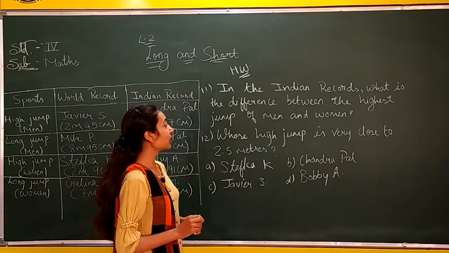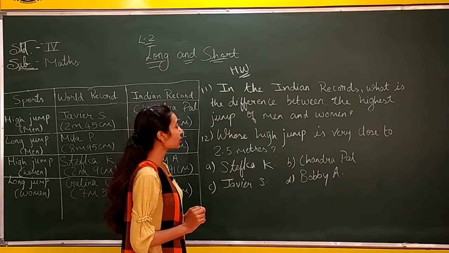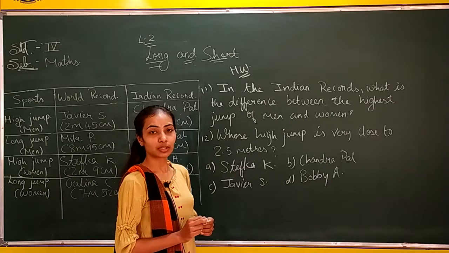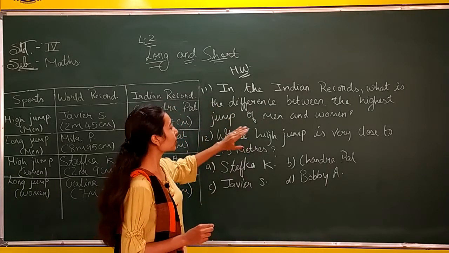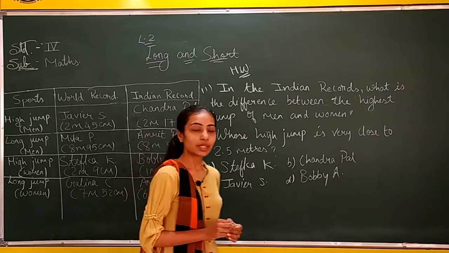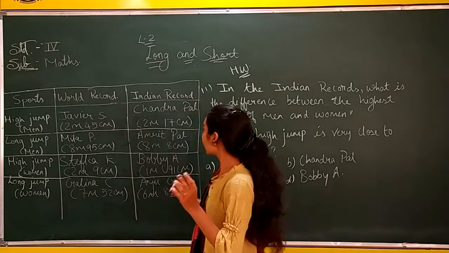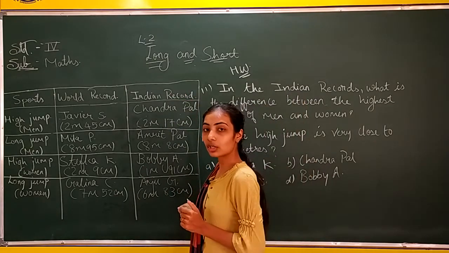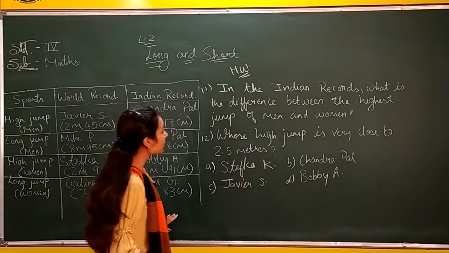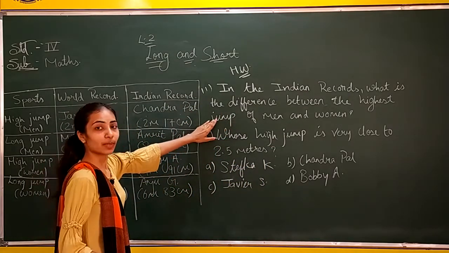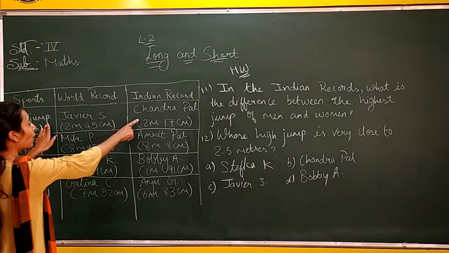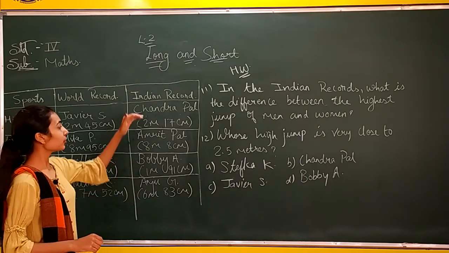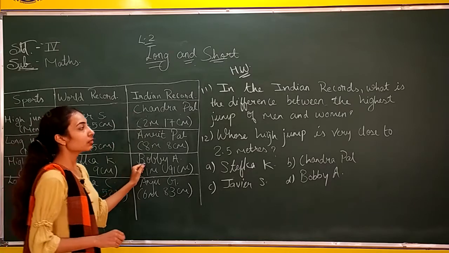See number 11. In the Indian records, what is the difference between the highest jump of men and women? Before, what we have done, we have found the world records for women in longest and highest. Similarly in the Indian records, we have to find the difference of men and women. Before, we found that in world record. Here you have to find that in Indian records. So first see the column of Indian records. Then we have to find the difference of highest of men and women. So highest jump for men, Indian record, and highest jump of women, Indian records. So you have to find the difference between these two, Chandrapal and Bobby. So you will get your answer.